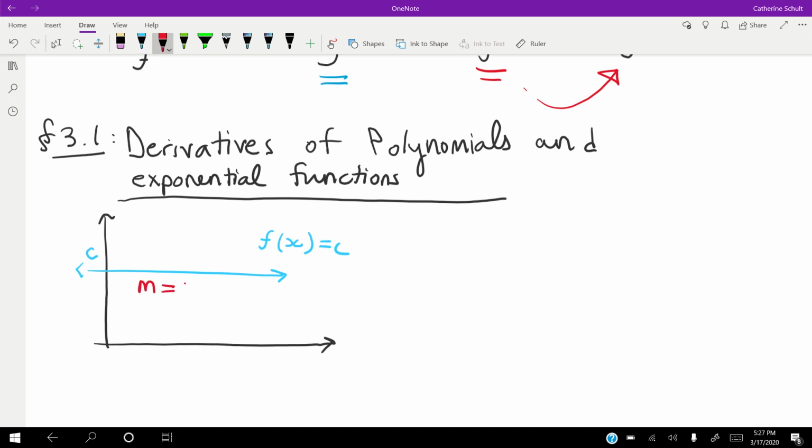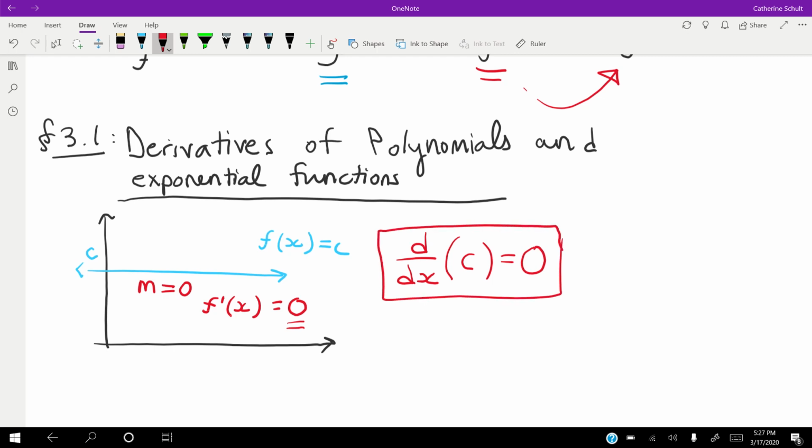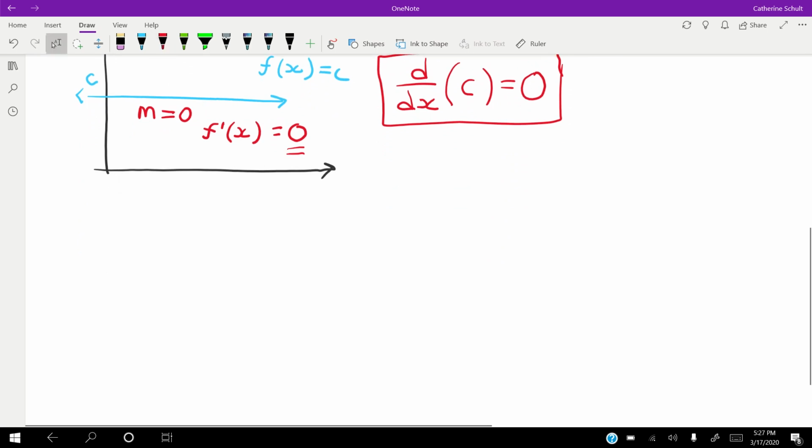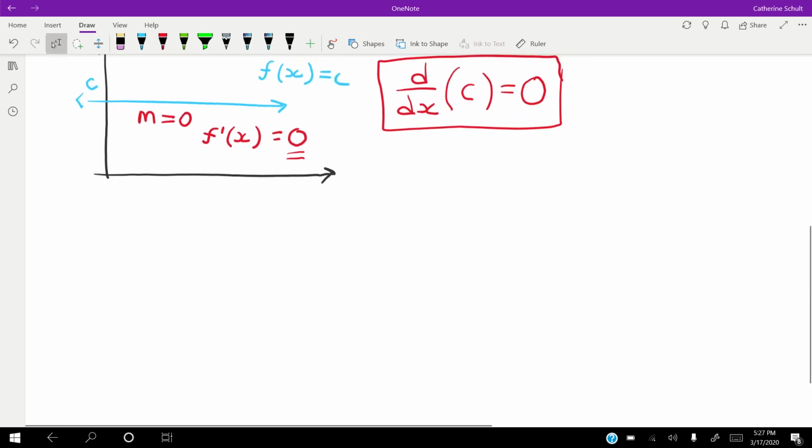It's 0. So if f of x equals c and the slope of that linear function is 0, that means the derivative has to be 0, right? So we can prove this next part graphically. We can say that the derivative, I'm going to use that Leibniz notation, of a constant c is equal to what? 0. All right, so that's like our first theorem, and we can see that visually. Let's see how we would prove it using our derivative definition.